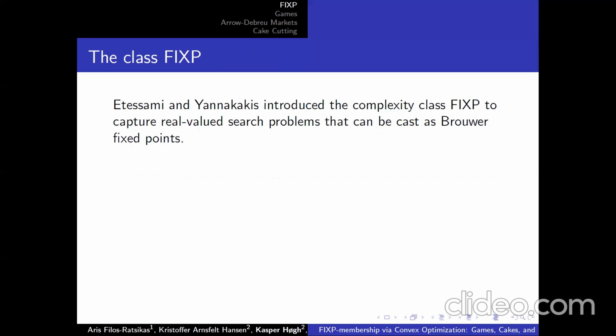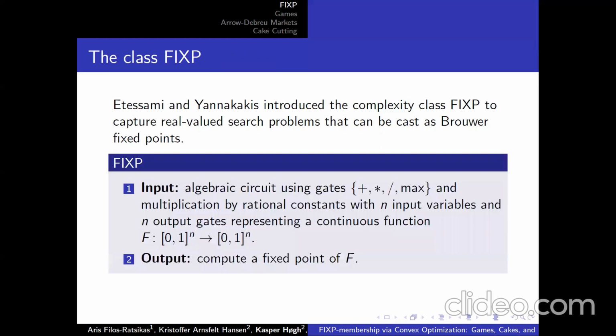solutions can be described as fixed points. The instances of a defining fixed point problem, or FixP problem, are circuits using the following gates: plus, multiplication, division, and maximization gates. This circuit should define some function from the hypercube to itself, and a solution to this instance is then a fixed point of the function that the circuit defines. So this is a standard problem in this FixP class, and the class is closed under SL reductions.